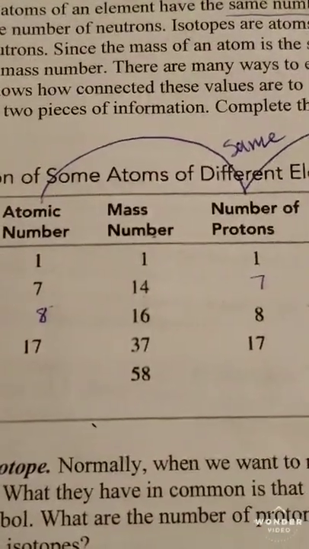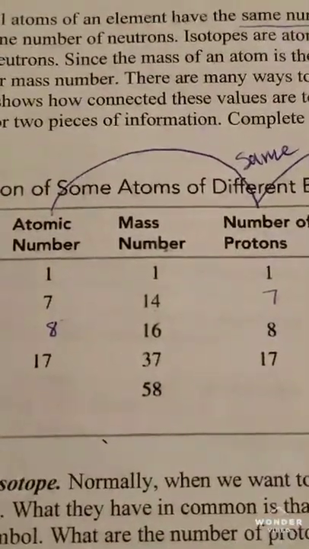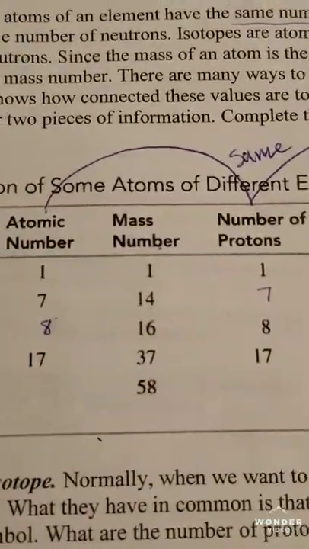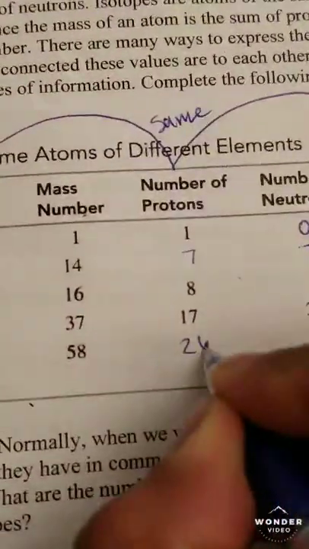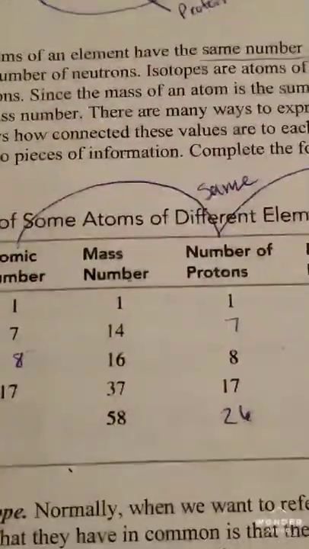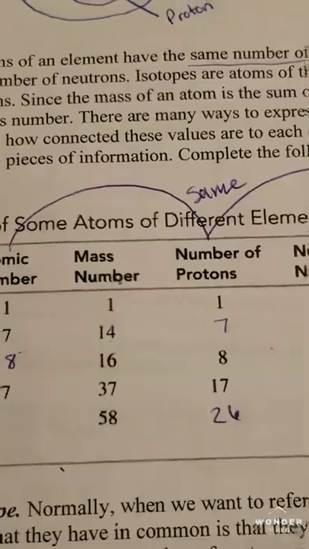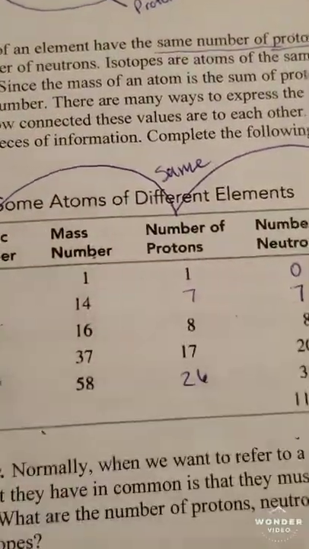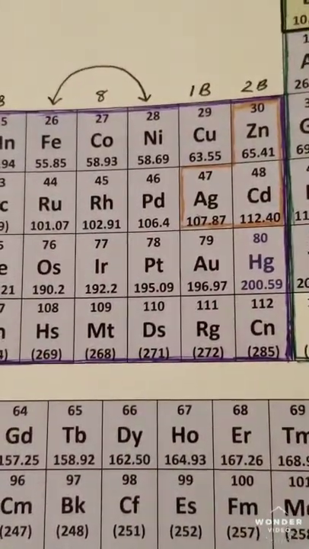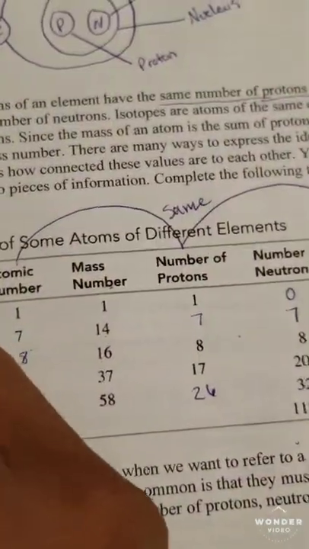So the next one. Now we don't have the symbol, the atomic number, or the number of protons. But you do have the number of electrons, which is 26. Wouldn't it be the same? Right? 26. What is number 26? Number 26 is iron. So you do Fe and iron.